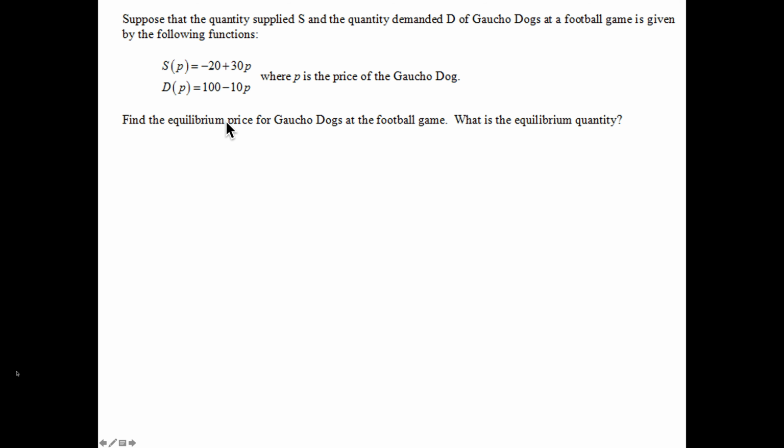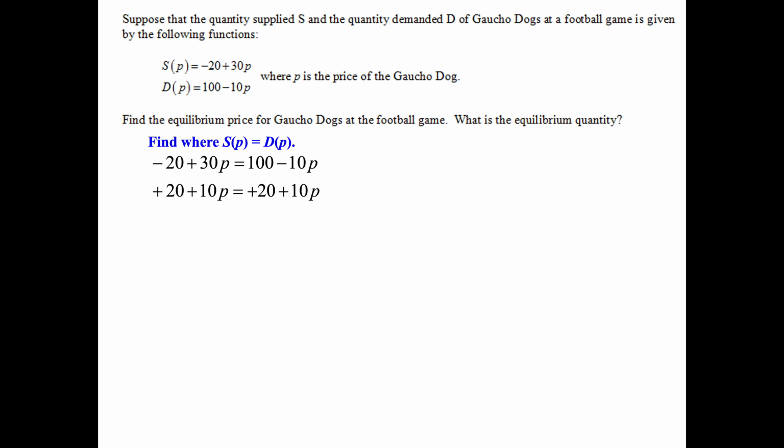So equilibrium price means set these two functions equal to each other. S of P is equal to D of P. Okay, we can do that. This is finding out where the graphs cross. Again, work with positive variables. So negative 10P on the right, I'm adding that over to the left.